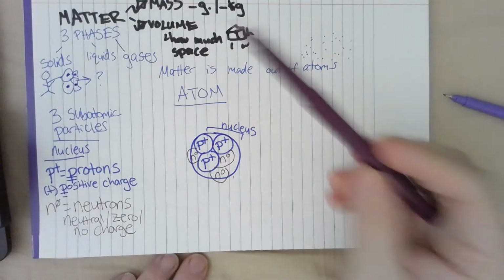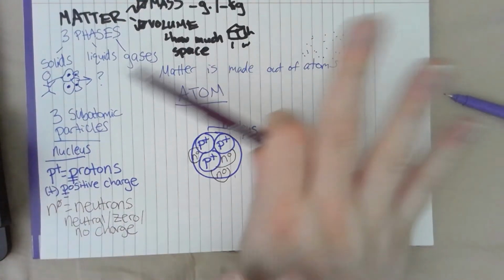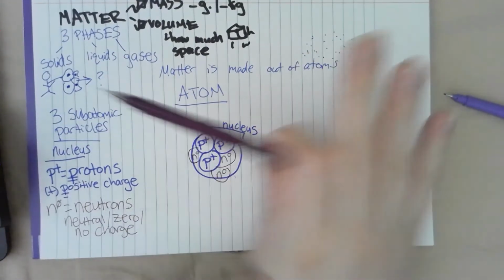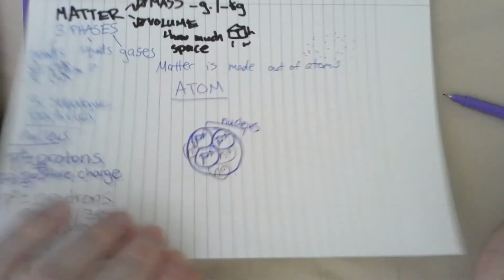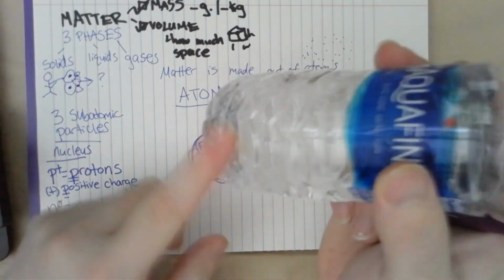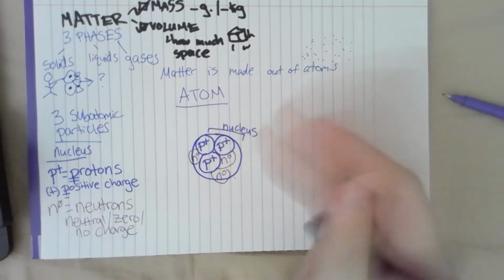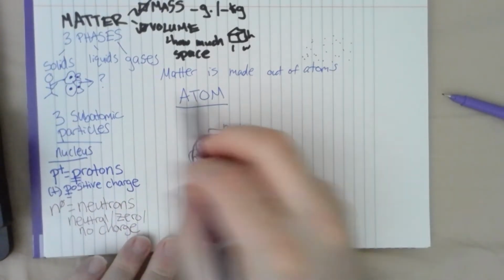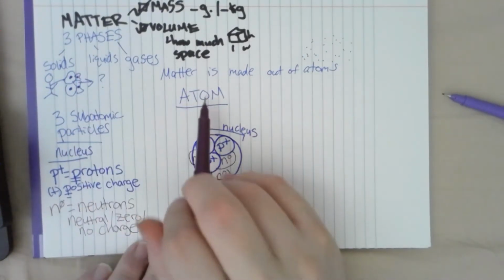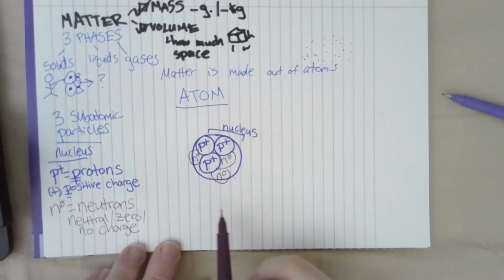Again, what is this pen made out of? My cells, what are my cells made out of? This paper, what is this paper made out of? My water, what is water made out of? The gas, what is gas made out of? Everything that is matter is made out of atoms. So we're going over what an atom looks like.